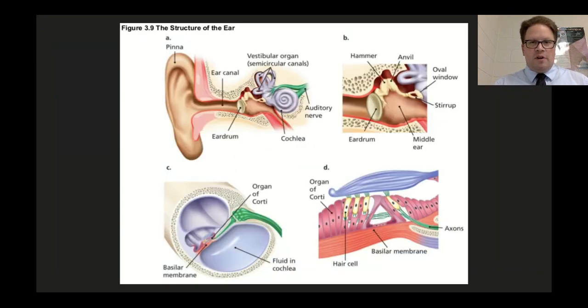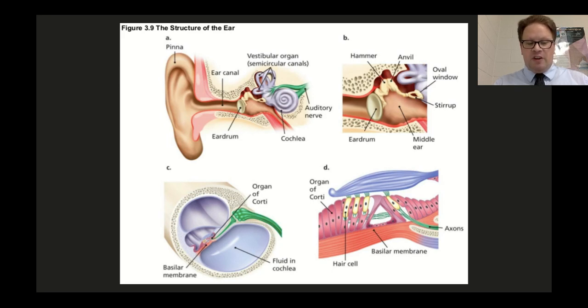So again, here are the different structures of the ear. The psychological sensation of sound requires that sound waves are transduced into impulses sent to the brain, which actually happens in 4 steps. First, the airborne sound waves must be relayed to the inner ear. The vibrating waves of air enter the outer ear and then strike the eardrum. Next, the cochlea, which is the primary organ of hearing, focuses the vibrations on the basilar membrane.